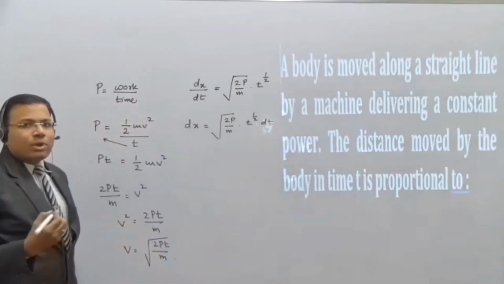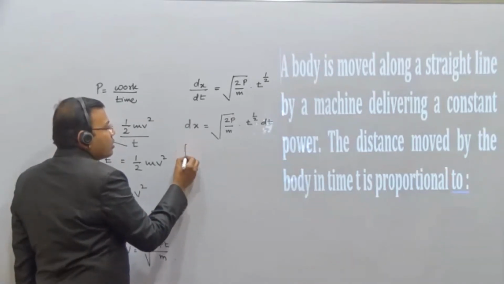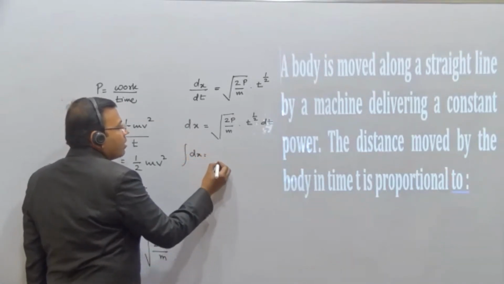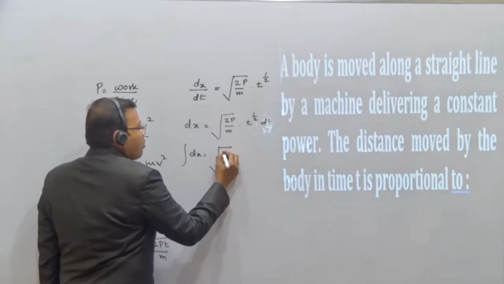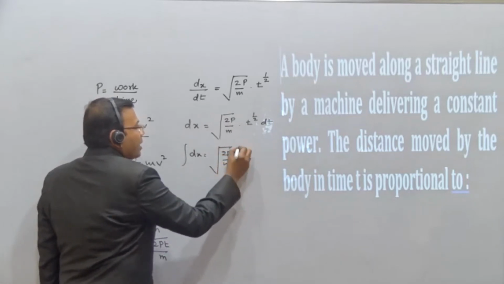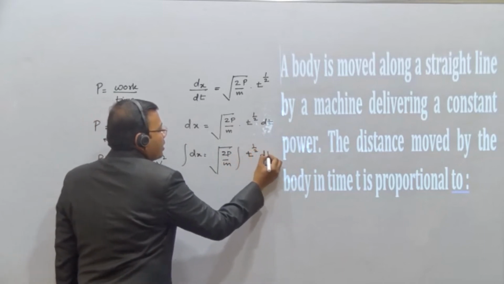Now we need to calculate the distance, so I have to integrate on both sides. If I integrate, this is the integration of dx. This is a constant, we cannot integrate it, so we keep it outside, that is 2P by m, and the integration of t power 1 by 2 dt.